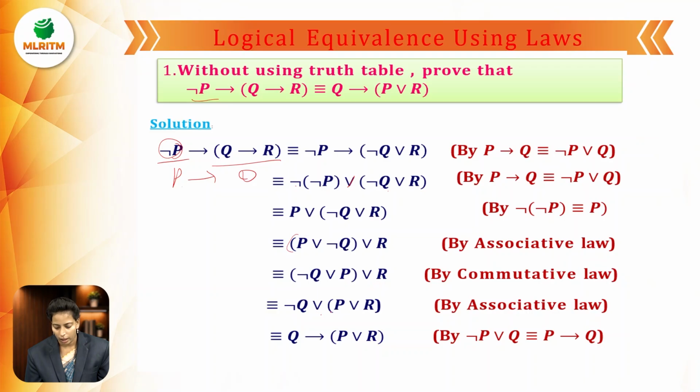Negation Q or (P or R), in the earlier form the first two variables had parentheses. What is the associative law? The next two variables have parentheses. So now apply the conditional law. P implies Q equals negation P or Q. When applying formulas, we use the right hand side also, left hand side also. Here the right hand side is there, so negation P or Q. So apply to the left hand side: Q implies (P or R).